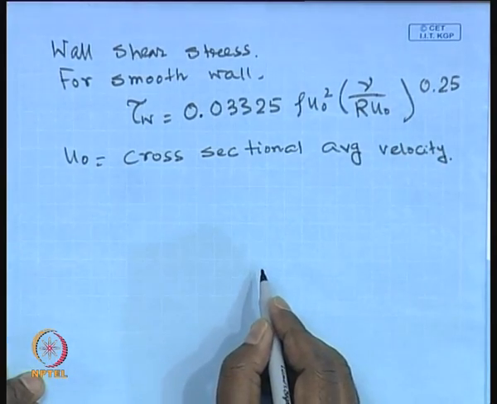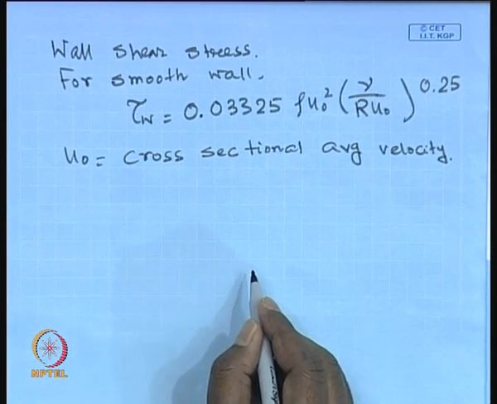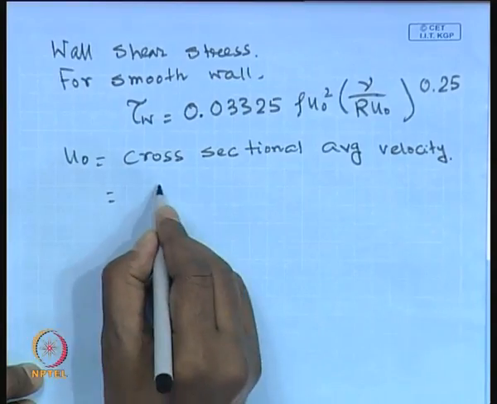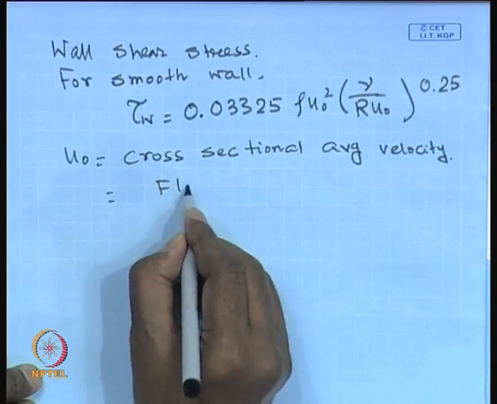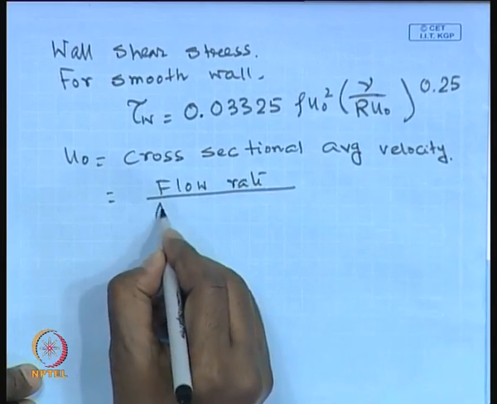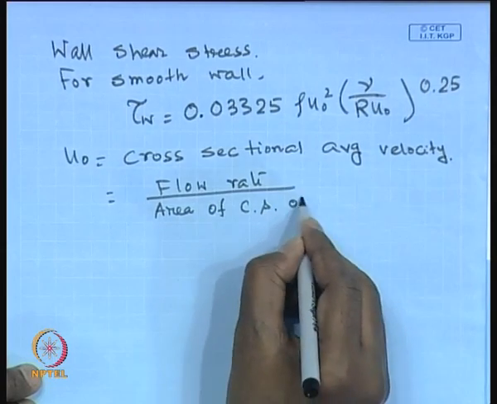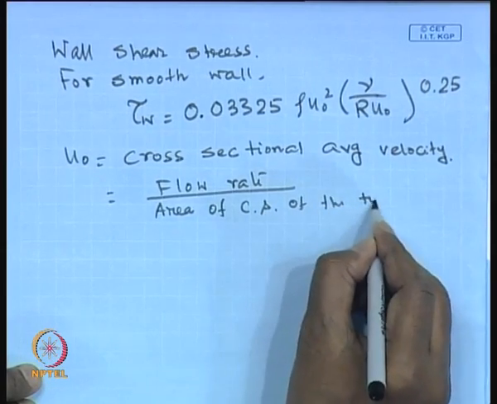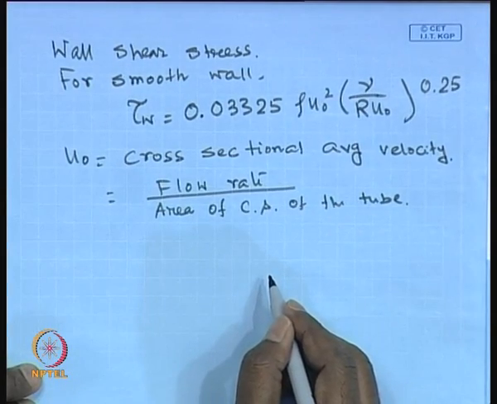How can we estimate the u naught or cross sectional average velocity? That you can measure. You know the flow rate, you put a rotameter, and you know the area of the cross section, and the flow rate divided by the area of the cross section will give you the cross sectional average velocity. What is the area of cross section of the tube? Pi r square in this particular case.